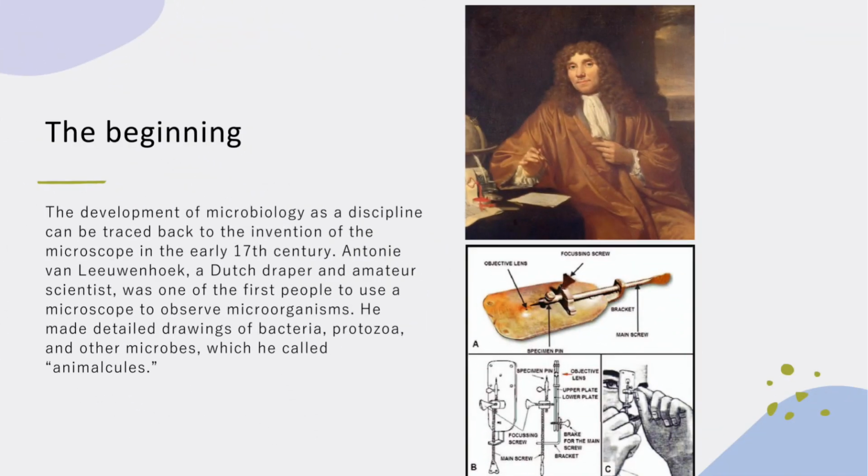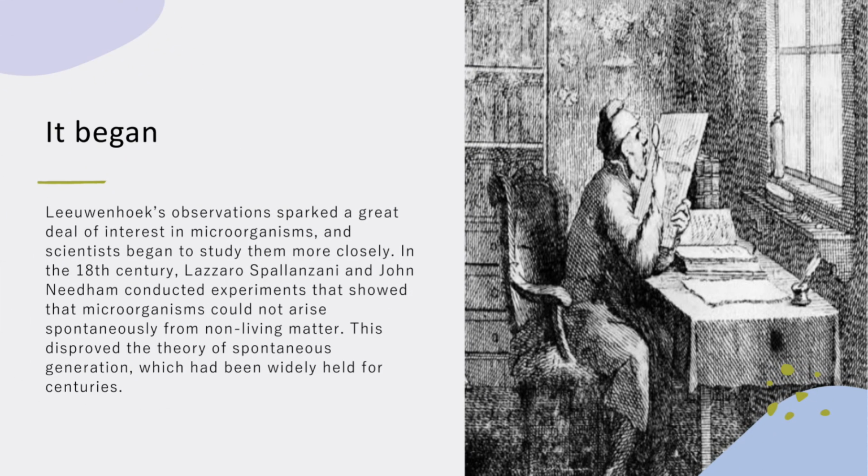The development of microbiology as a discipline can be traced back to the invention of the microscope in the early 17th century. Antony van Leeuwenhoek, a Dutch draper and amateur scientist, was one of the first people to use a microscope to observe microorganisms. He made detailed drawings of bacteria, protozoa, and other microbes, which he called animalcules. Leeuwenhoek's observations sparked a great deal of interest in microorganisms, and scientists began to study them more closely.